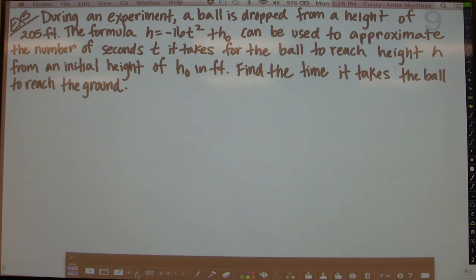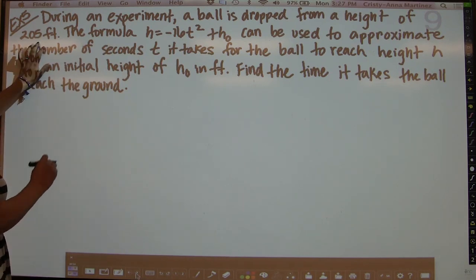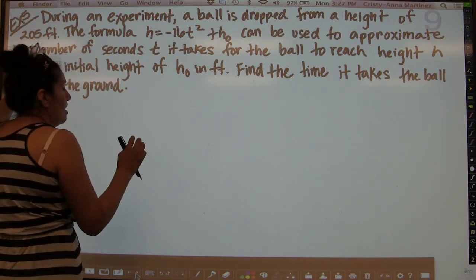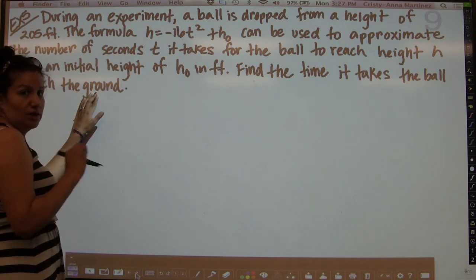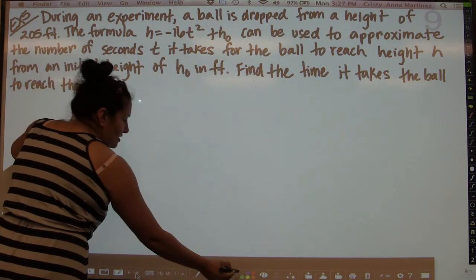It says now find the time that it takes the ball to reach the ground. So they want us to find the time, so that means they want us to solve for t, and it says that it takes the ball to reach the ground. While the initial height was 205 feet, because that's where it said that it dropped from a height of 205 feet. So we're going to plug in everything that we know. The height of the ground is 0. So therefore, for the h here, we're going to replace h with 0.